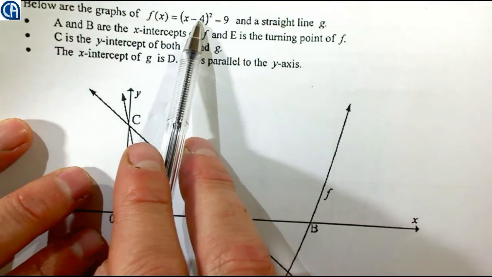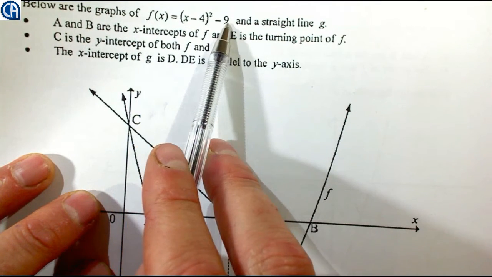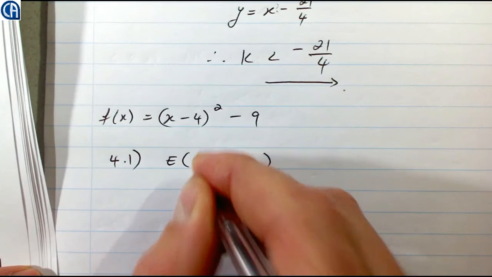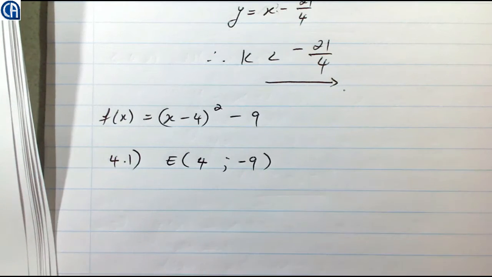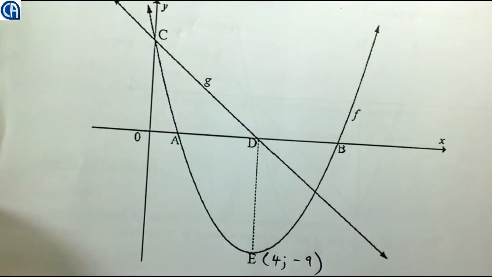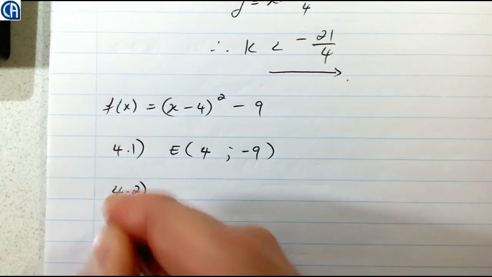If you look at the question, minus 4 means the graph is moving 4 units to the right, and minus 9 means the graph is moving 9 units down. So therefore the turning point is (4; -9). Let me write it down there as well, (4; -9). Right, 4.2, calculate the coordinates of A.